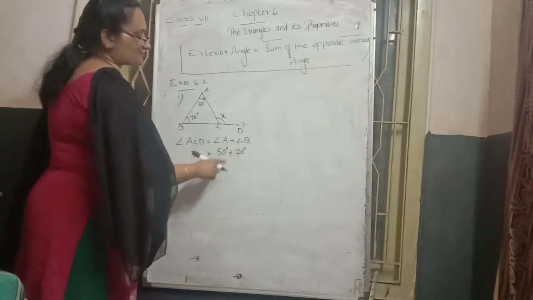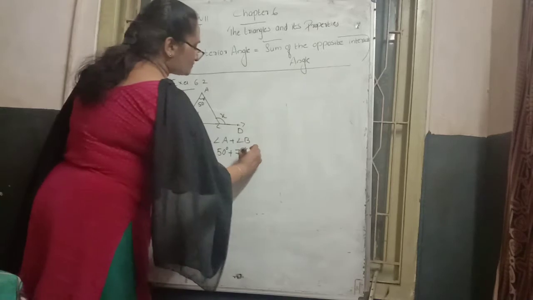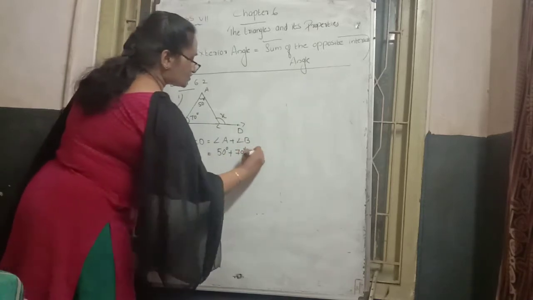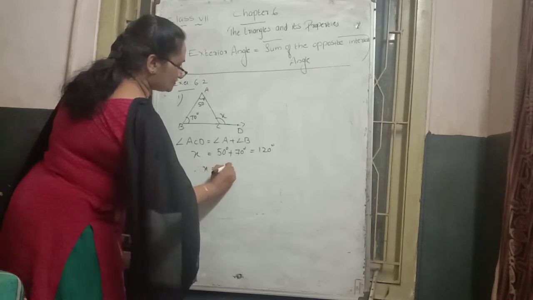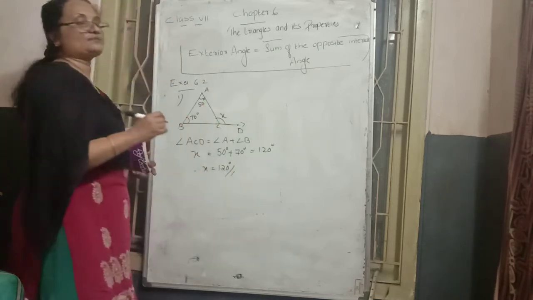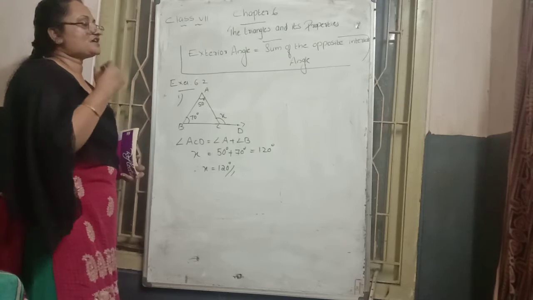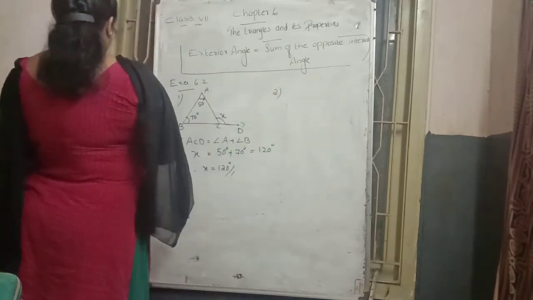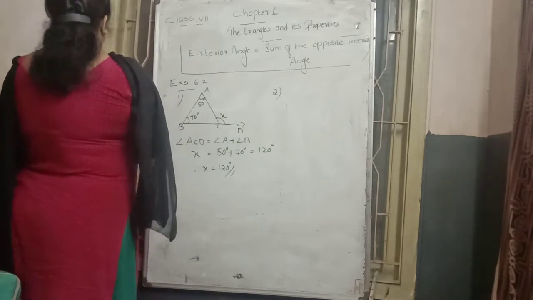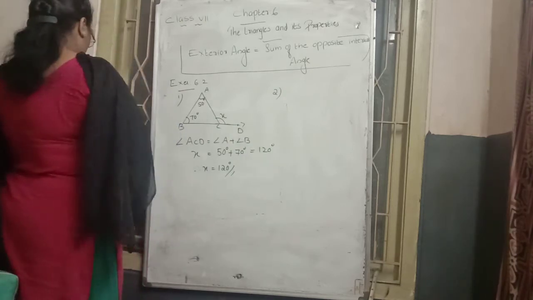So x is equal to 50 plus 70, which is 120 degrees. Therefore the exterior angle x is 120 degrees. In this way we solve the sums. Some more questions of this type are there. Next question: in the same way we can find the exterior angle.